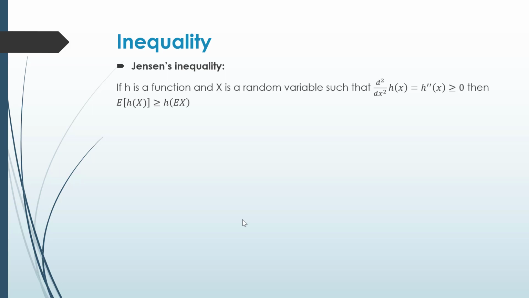So the first inequality I want to introduce is Jensen's inequality. If h is a function and x is a random variable such that the second derivative of the function h(x) is non-negative, then the expected value of h(x) is greater than or equal to h(E[x]). That means the expected value of a function is at least the function of the expected value.